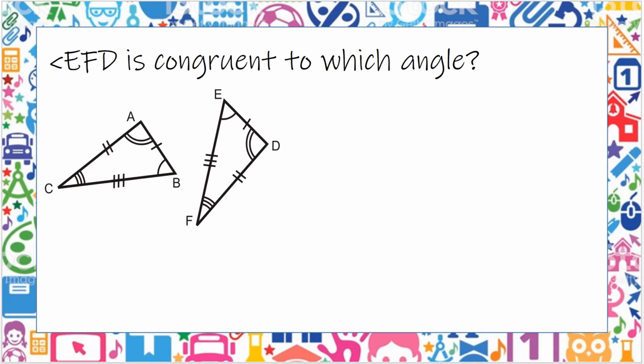Angle EFD, that's this one, is congruent to which one? Well, that one had 3 lines, so it's going to be equal to this one with 3 lines. So that would be A, C, B. The vertex always has to be in the middle. So A, C, B. They could also name it going backwards: B, the vertex is in the middle, and A. So either way would be correct there.